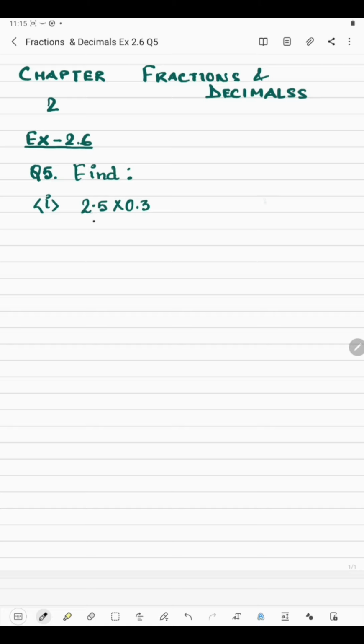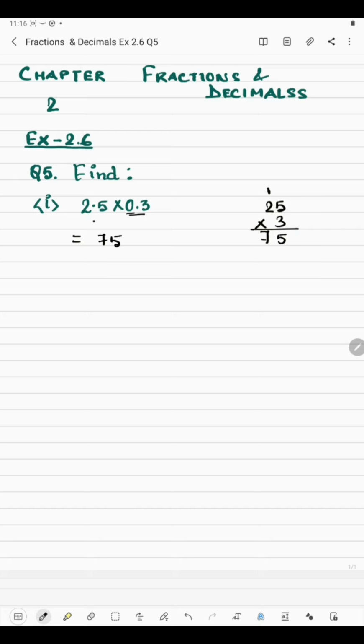If you ignore the point here, then we will have 25, and if you ignore the point here, then we will have 3. So if you multiply this, 3 5s are 15, 5 1 carry, 3 2s are 6, 6 plus 1 is 7. So we have 75.